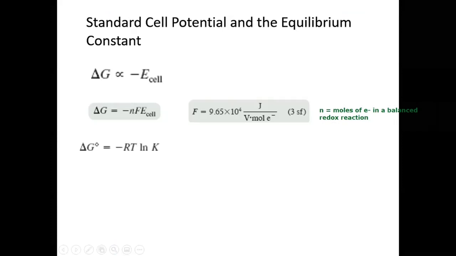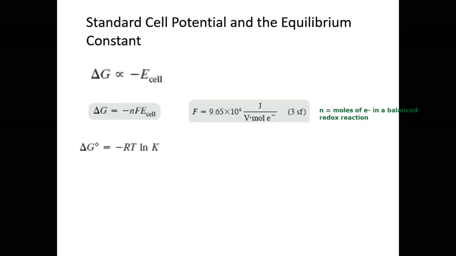So for equilibrium, we learned that delta G is related to the equilibrium constant by negative RT ln of K. We can substitute negative NF E of cell for delta G. We get the relationship between E of cell and ln of K. Now we can simplify this, so we get E of cell as RT over NF ln K.